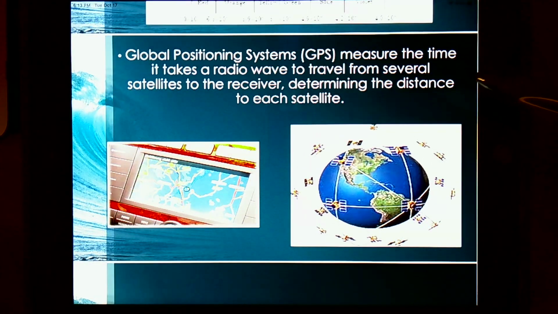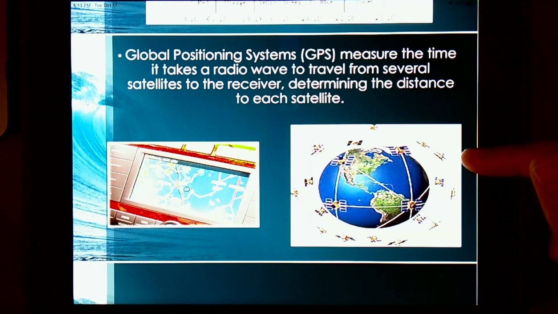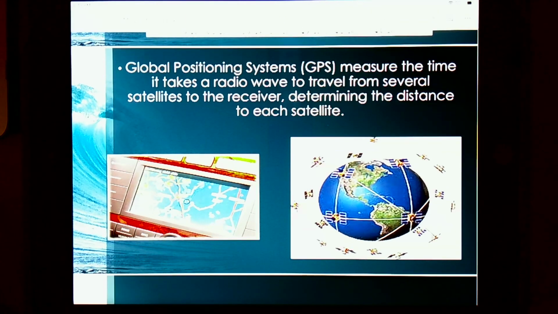All right, global positioning systems, your GPS. Everybody should have GPS on their phone. This measures the time it takes a radio wave to travel from several satellites to the receiver, determining that distance for each one of those satellites.